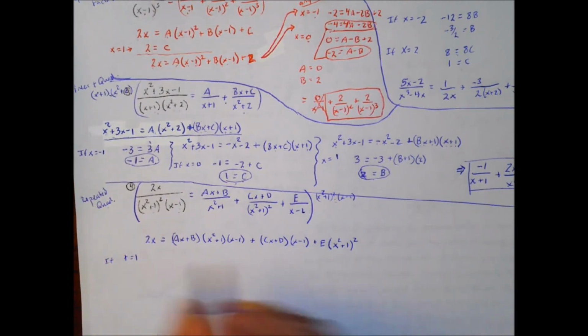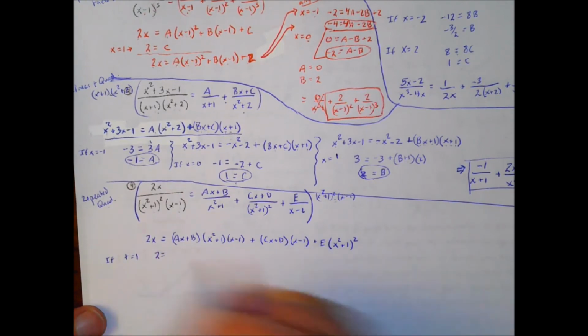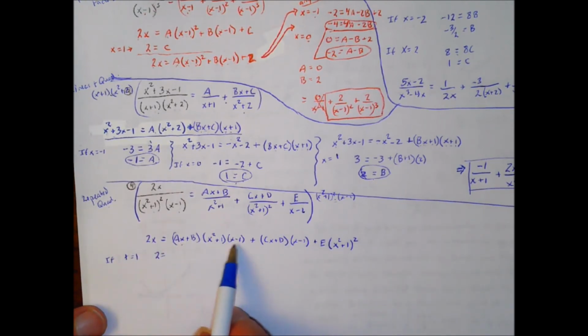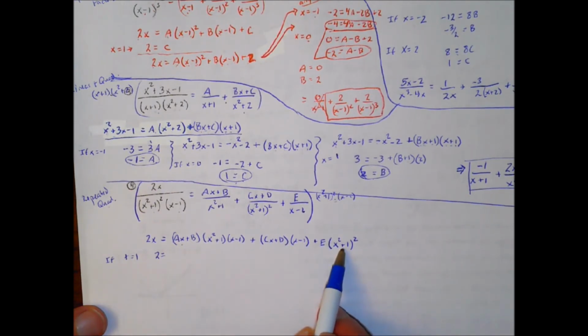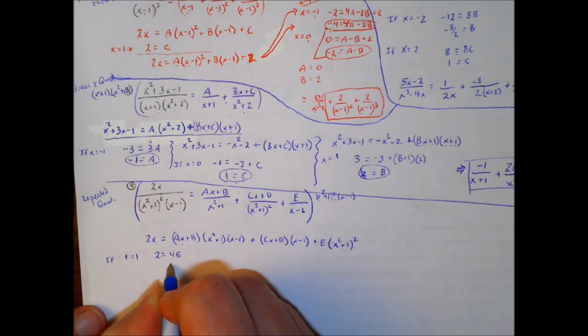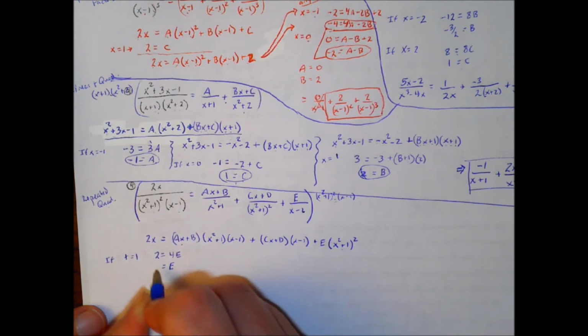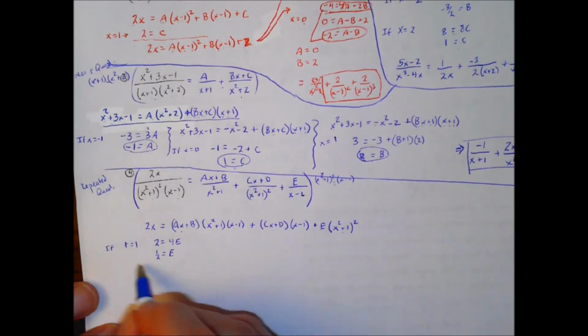If I plug a 1 in here, I get 2 times 1 is 2. And if I plug a 1 in here, 1 minus 1 is 0, so that whole thing is 0. And if I plug this in here, I get 1 squared is 1, plus 1 is 2, 2 squared is 4, so I have 4e. So in solving this, I know that e is equal to 1/2. So I got the e.